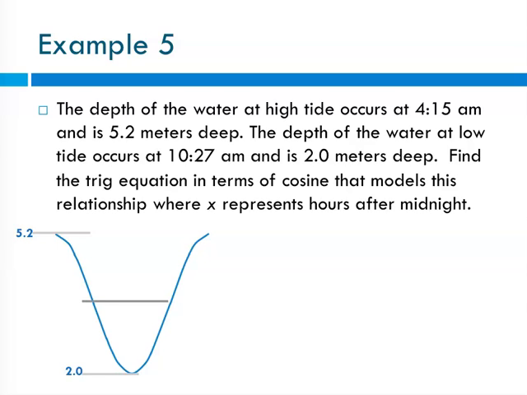Okay, now we remember, just like we did in the other example, where we were trying to find that middle point to help us find the amplitude, it helped us find the vertical shift. So let's find the middle point here. To find the middle point, that's whatever is halfway between 2 and 5.2. You can think of this as finding the average of those two numbers. So 2 plus 5.2 is 7.2, divided by 2 is 3.6.